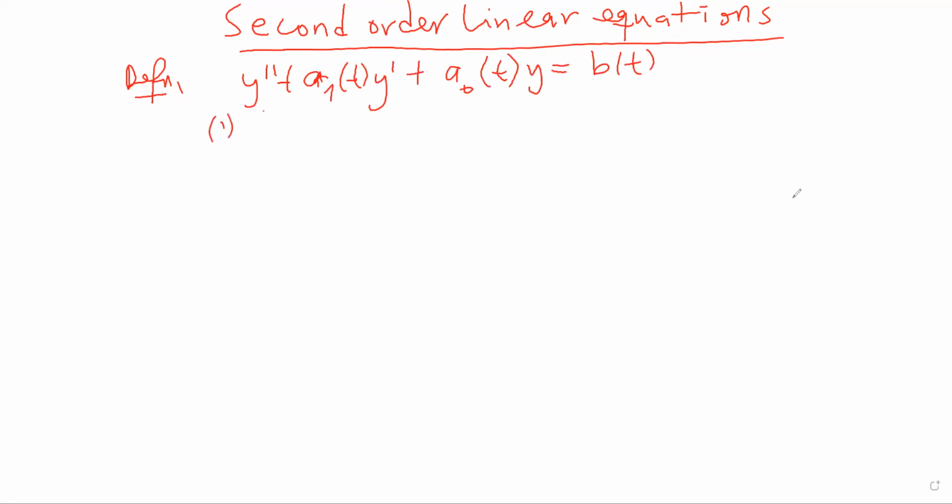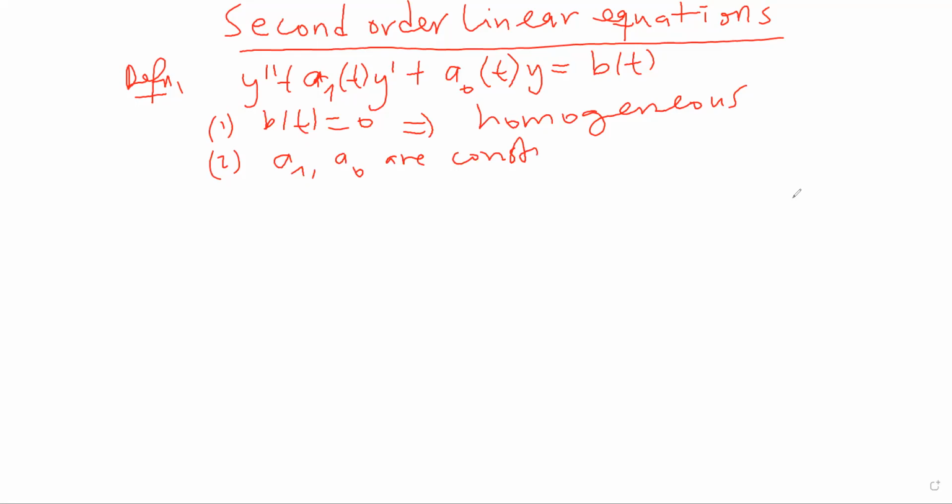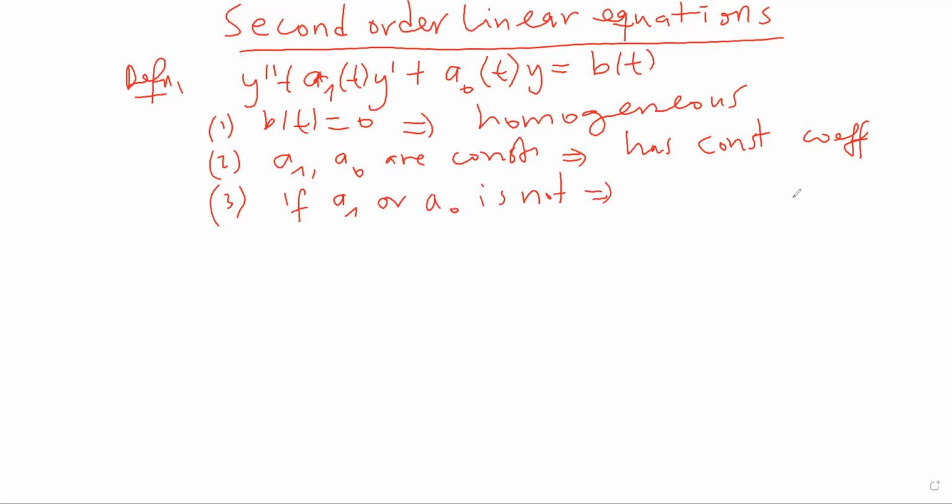One was that if b of t is equal to 0, then we say it is homogeneous. Two, if a1 and a0 are constants, then we say that the second order equation has constant coefficients. If both a1 and a0 are constants, then we say that this linear equation has constant coefficients. The third one, if a1 or a0 is not constant, then we say that the equation has variable coefficients.